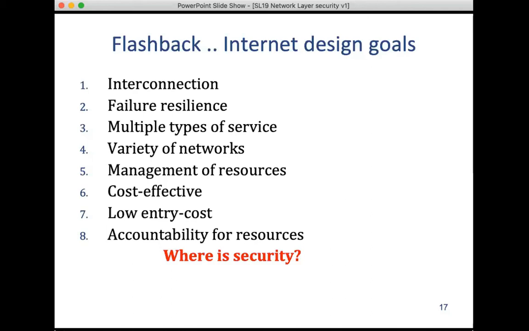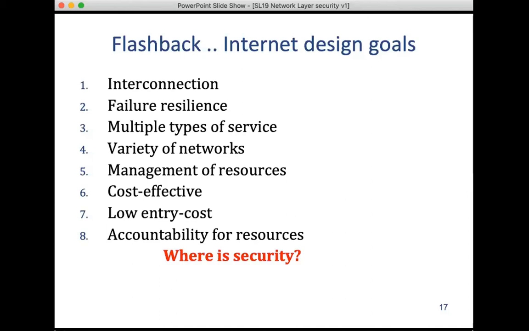Then the second thing is that the equipment was not very reliable, right? And the links were not reliable, so most of the error rates were higher. So they wanted to create a network which is failure resistant. Then they wanted to create a network which would provide different kinds of services, be easy to manage, cost effective, and have accountability of resources.